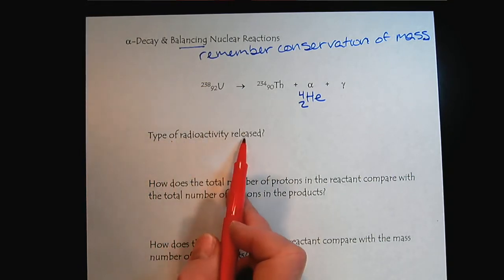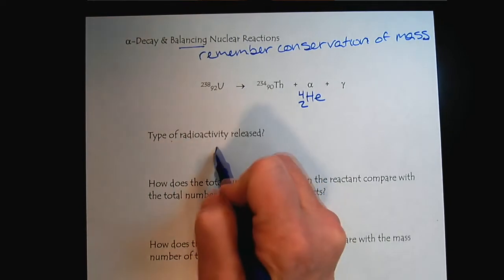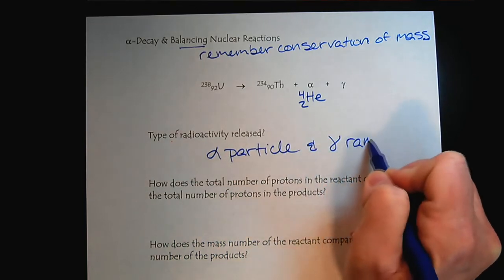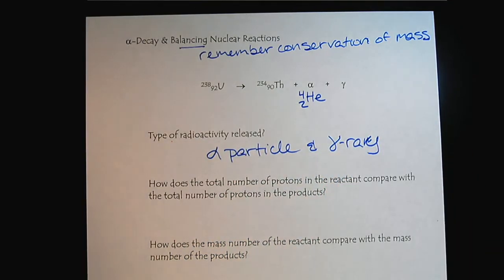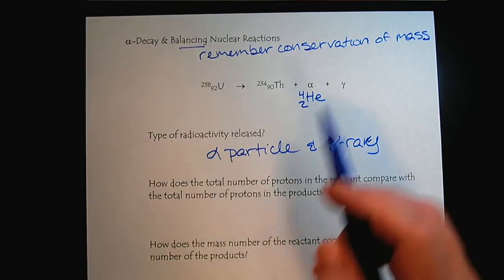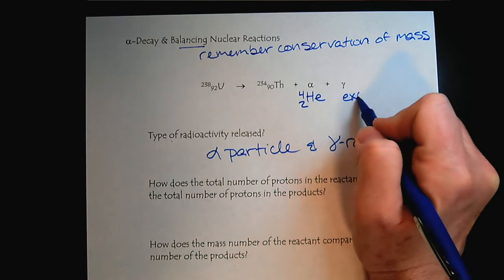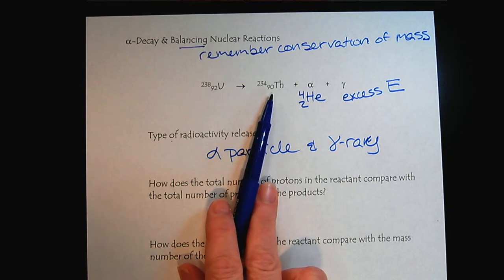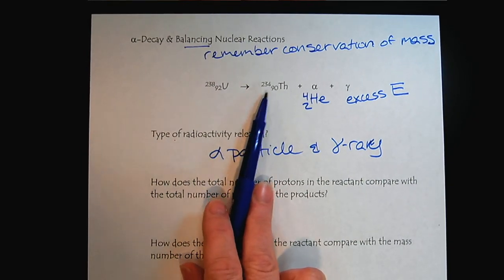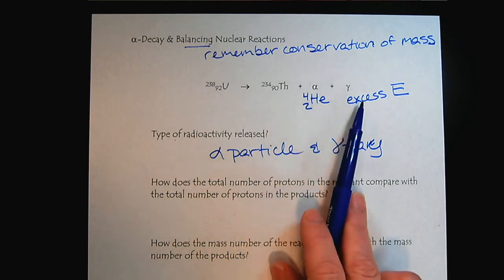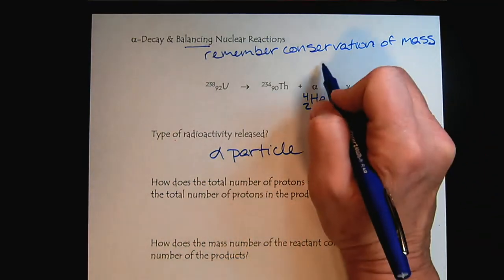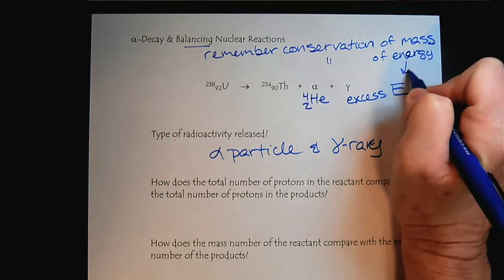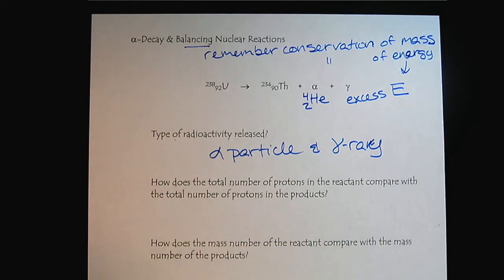So what type of radioactivity was released? The alpha particle and gamma ray. Why was the gamma ray released? Because this was excess energy. The nucleus was stabilized by being converted into the nucleus of thorium-234 and an alpha particle, but there was still some leftover energy. So that's also conservation of energy. We can practice all of our balancing skills for reactions.